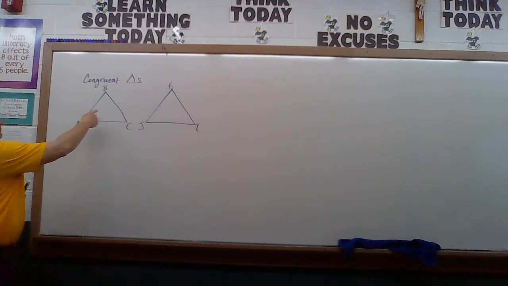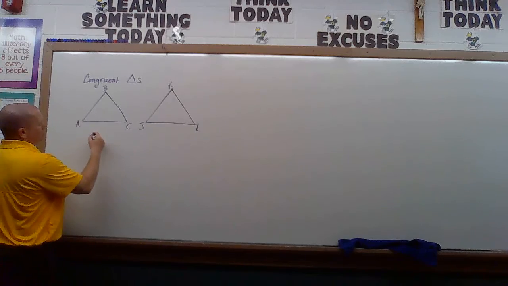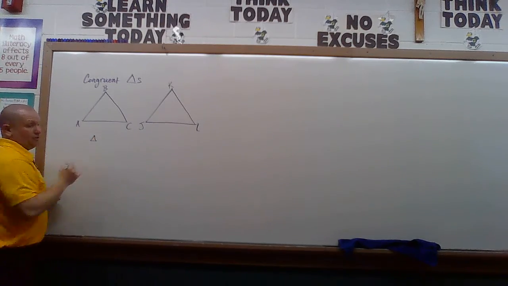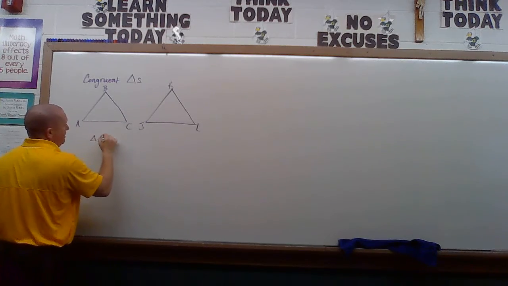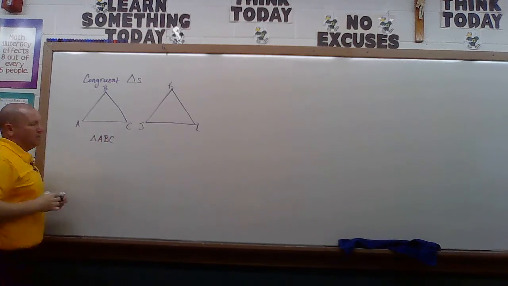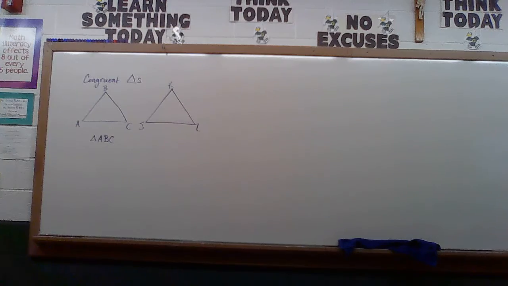So again, how would I name this triangle? I'm gonna name this triangle by writing our little triangle symbol, and then the vertices, and it really doesn't matter how I write my vertices. A lot of the times, again, they do it in alphabetical order, so we're gonna call this one triangle ABC.